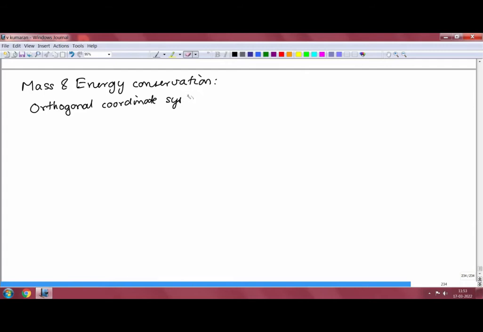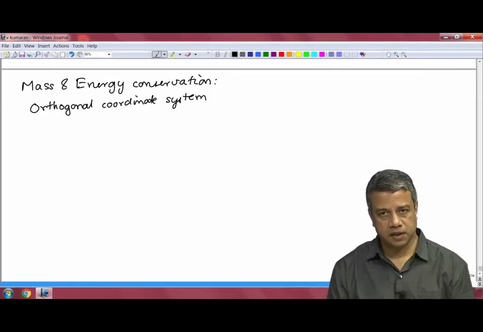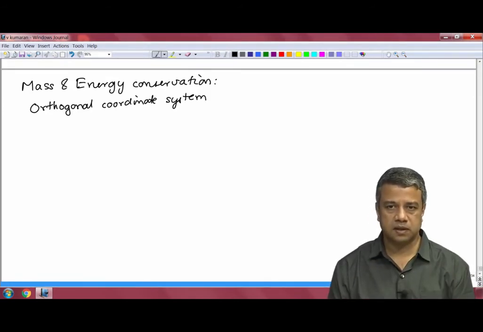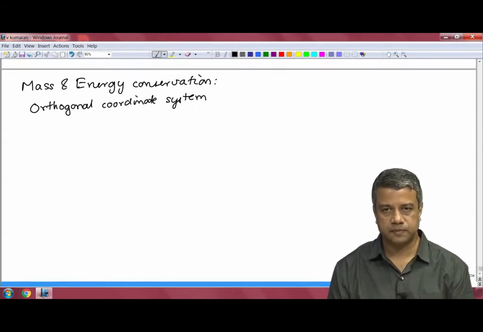An orthogonal coordinate system is one where the coordinate directions are perpendicular to each other at all points in space. The coordinate directions could be a function of position, but at each position the 3 coordinate directions are perpendicular to each other. Examples of orthogonal systems are the Cartesian, the spherical and the cylindrical that we had considered.